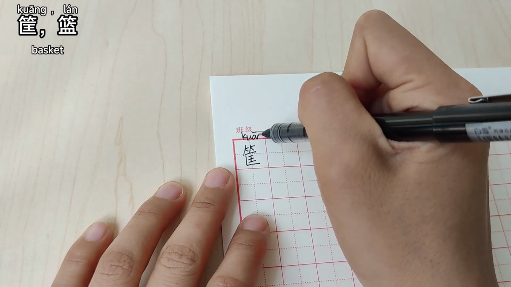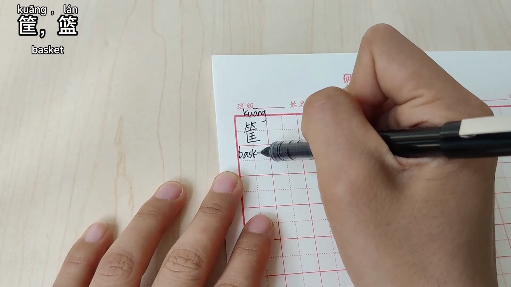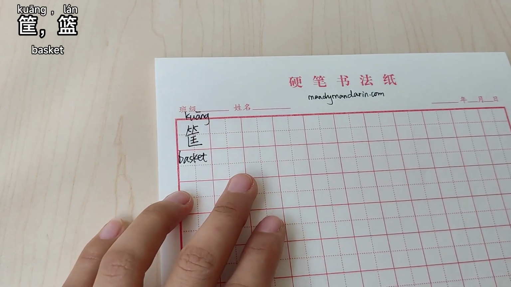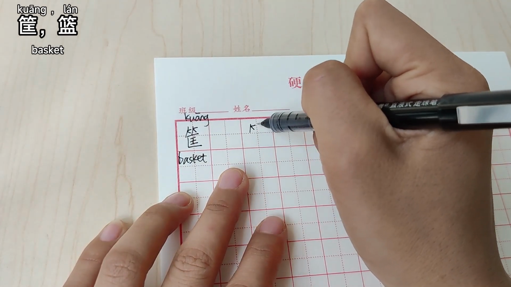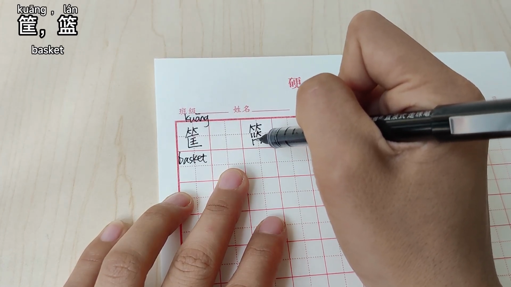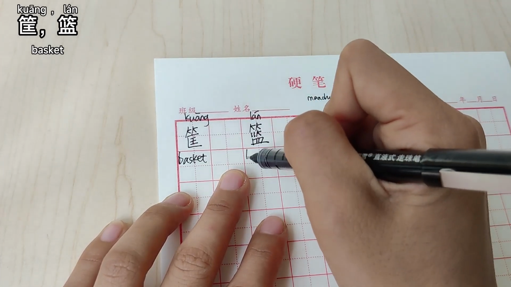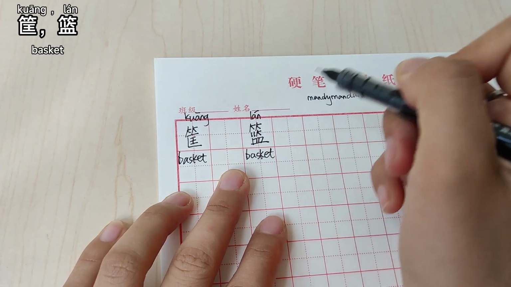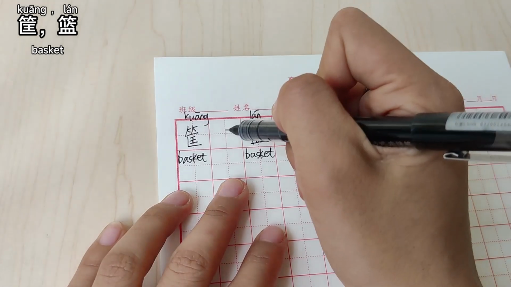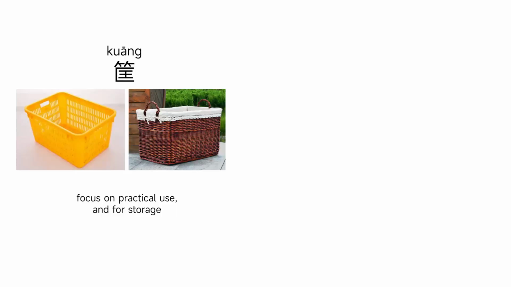筐 is a basket. And actually we have another word for the basket, 篮, also basket. Okay. Why do you have two words? What's the difference between the 筐 and the 篮? Let me show you some pictures.